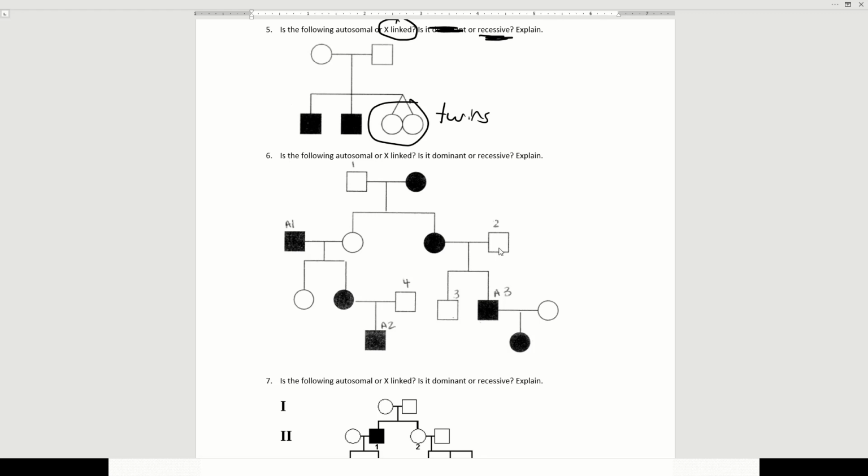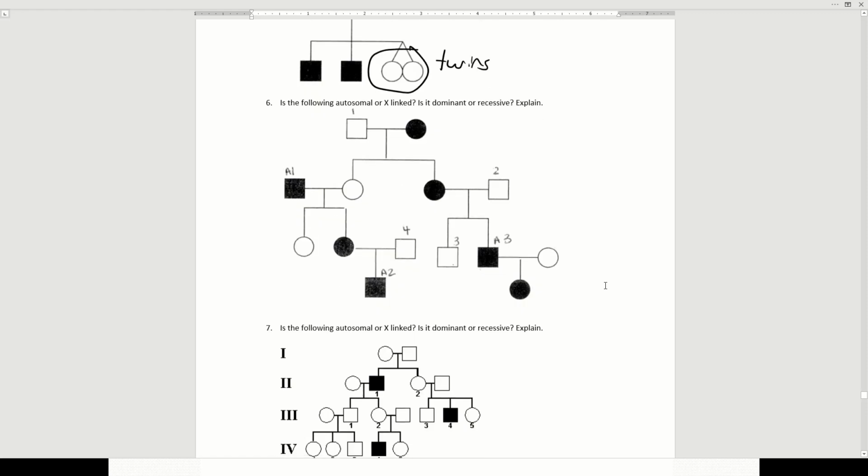If we had another generation, we could tell a lot more information, but for what we can see, there's definitely a high possibility that it's sex-linked. Is it following? Yeah, so same thing. Okay, so mom has it, boys and girls have it, so let's rule out sex-linked. In terms of dominant or recessive, well, let's take a look. So let's look at recessive first.